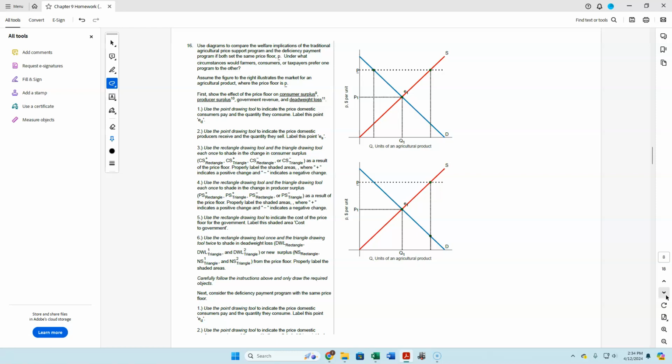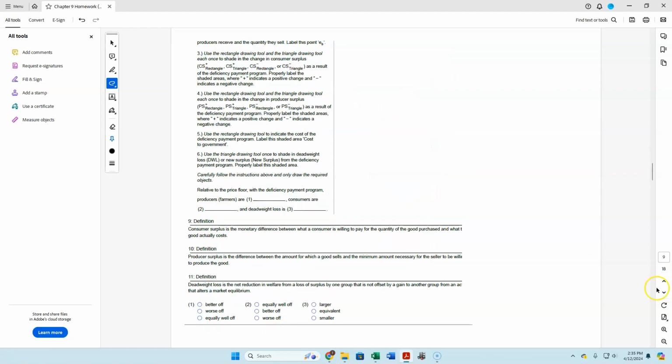Here it looks like you are plotting things out. This becomes a little bit difficult for me to do here with this PDF that we're dealing with. So essentially, again, what you're doing here is just like everything here. We're solving areas of triangles. That's how we deal with consumer surplus and producer surplus.